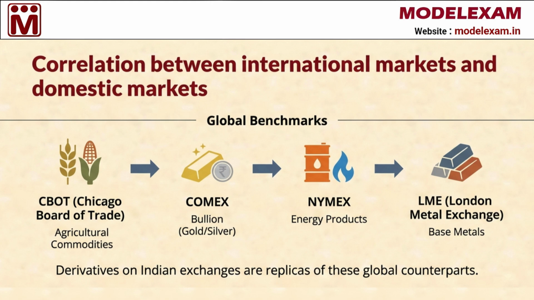The big international exchanges set the benchmark prices. For agriculture, we look to the Chicago Board of Trade. For gold and silver, it is COMEX. For energy, it is NYMEX. And for base metals, we watch the London Metal Exchange. The prices you see on Indian exchanges are essentially replicas of these global giants.